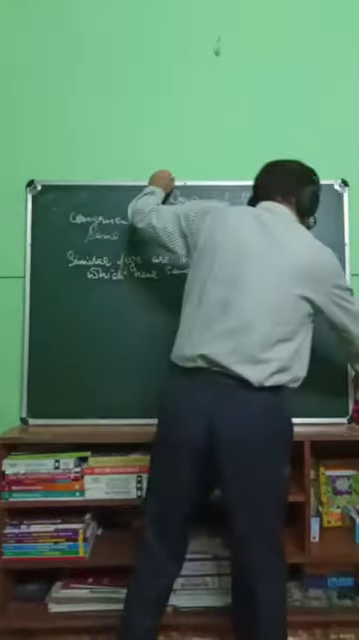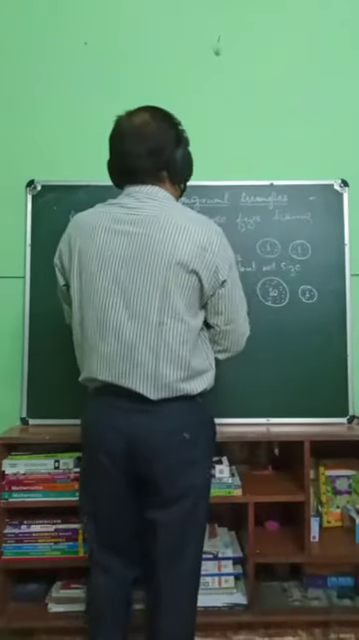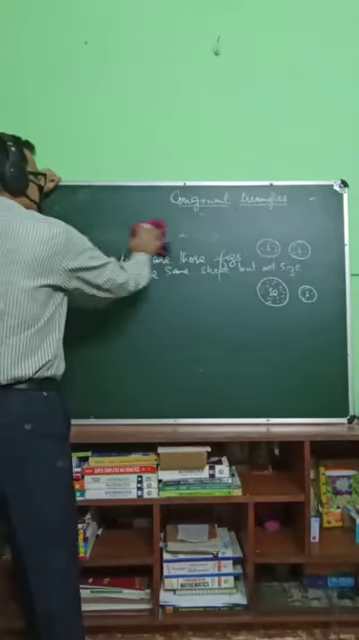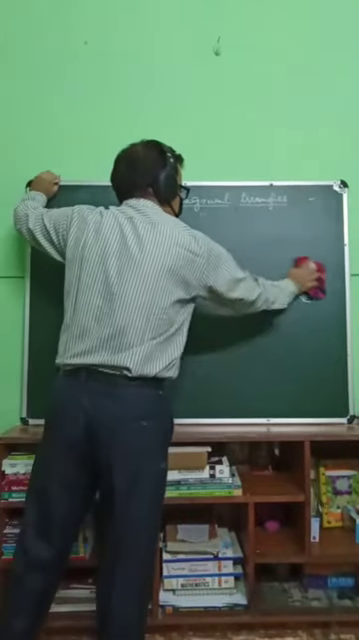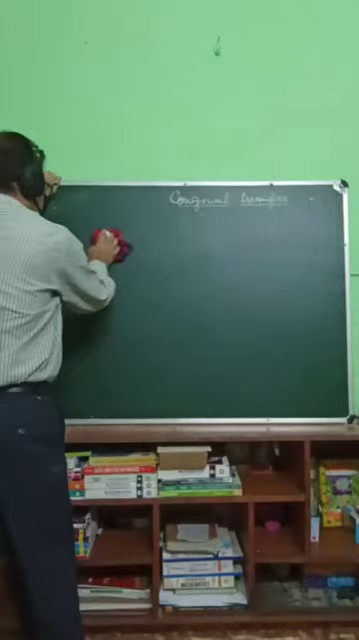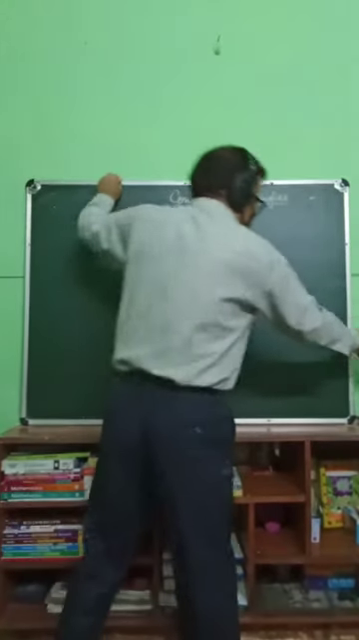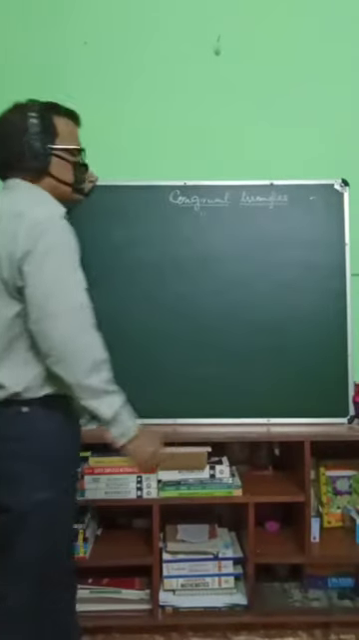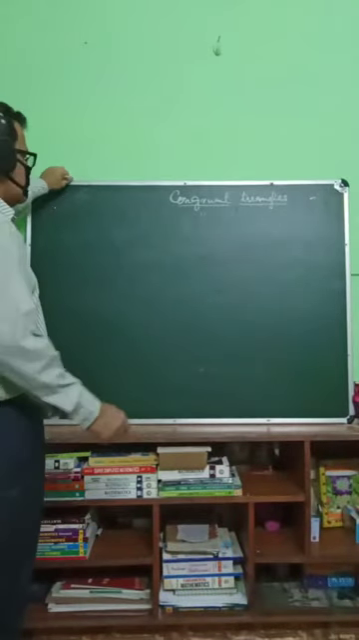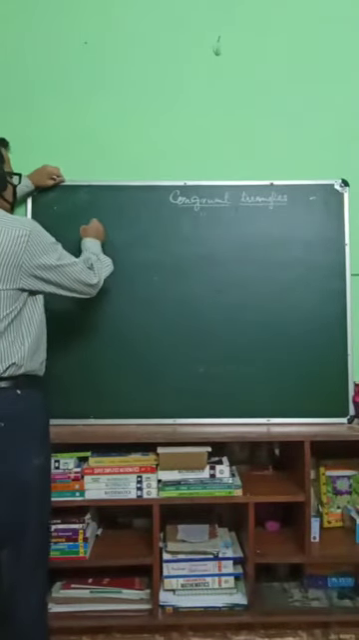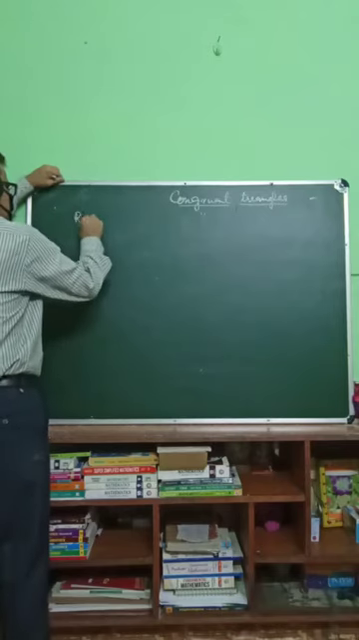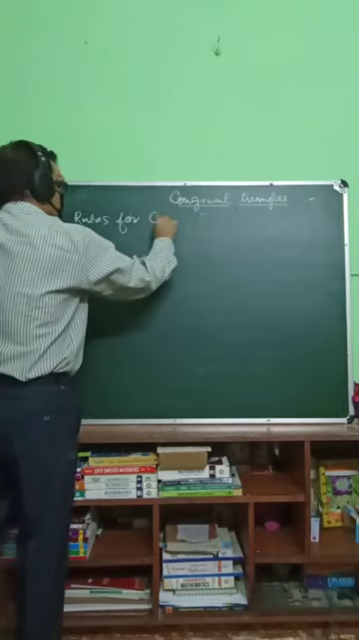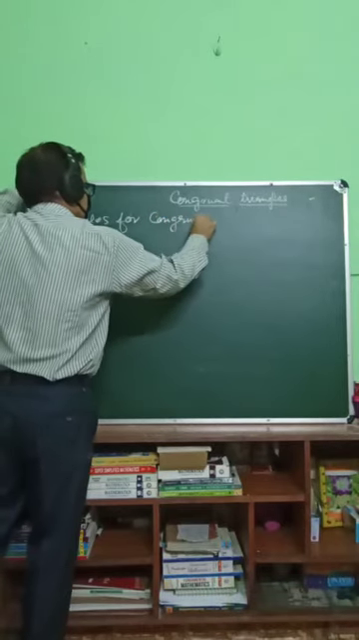Now we are doing congruent triangles. Same or congruent, in triangles also we can say. Triangles having same shape and size are congruent triangles. Triangles having same shape but not the size are similar triangles. So let us take rules for congruence. Rules for congruent triangles.